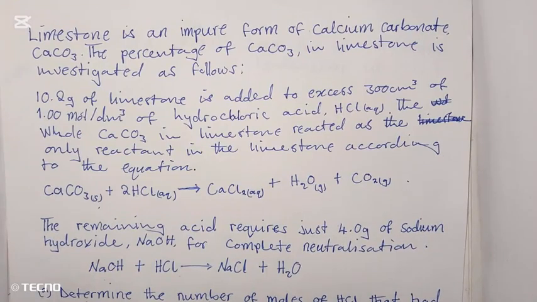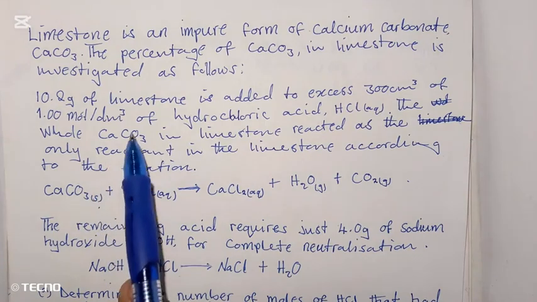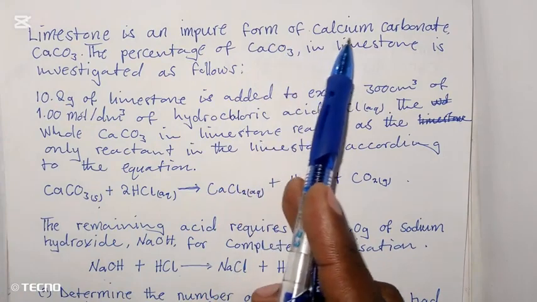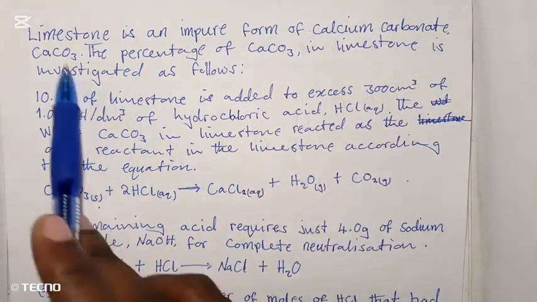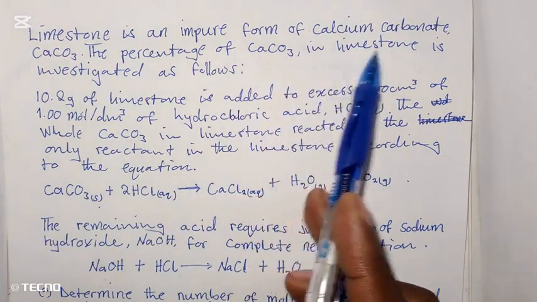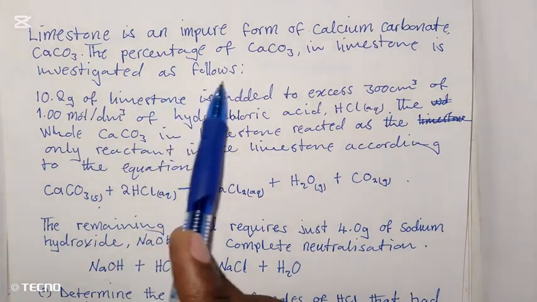I welcome you all to this presentation on chemistry, where we have been given this question. The information reads: limestone is an impure form of calcium carbonate. This is calcium carbonate. The percentage of calcium carbonate in limestone is investigated as follows.